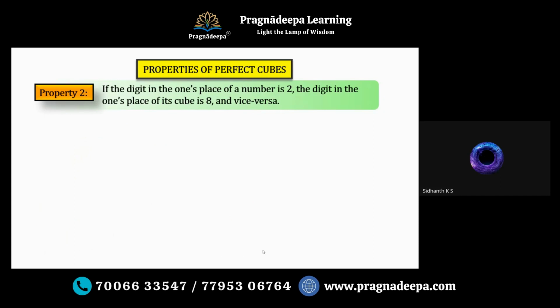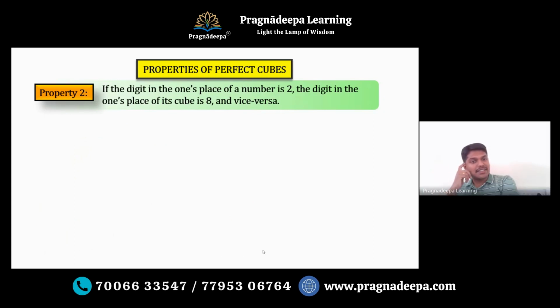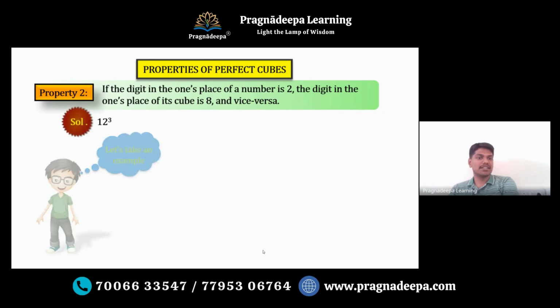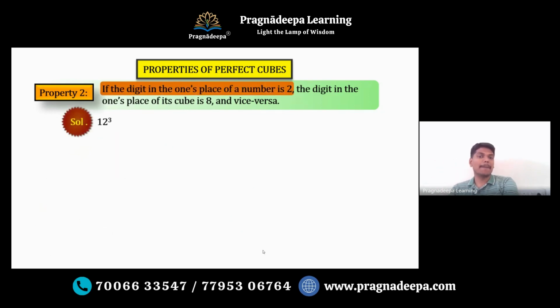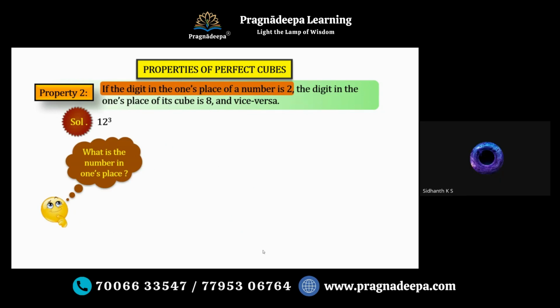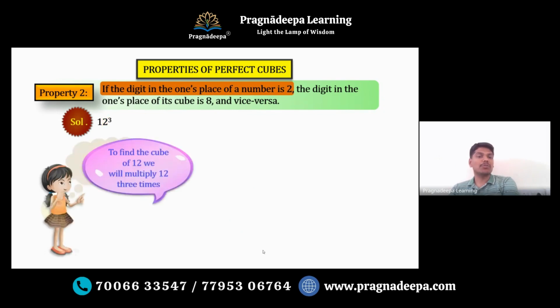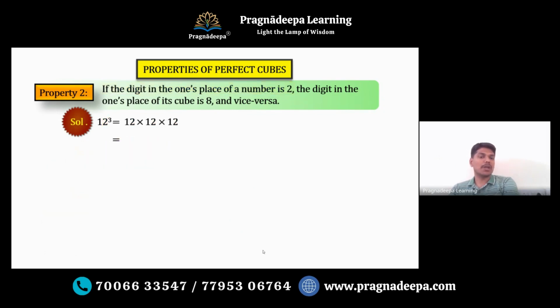Yes, sir. If the digit in the ones place of a number is 2, then the digit in the ones place of its cube is 8. And vice versa. Vice versa means, when we cube 12, what is the number in the ones place? Sir, 2. So 12 cube is 12 into 12 into 12, that is 144 into 12.